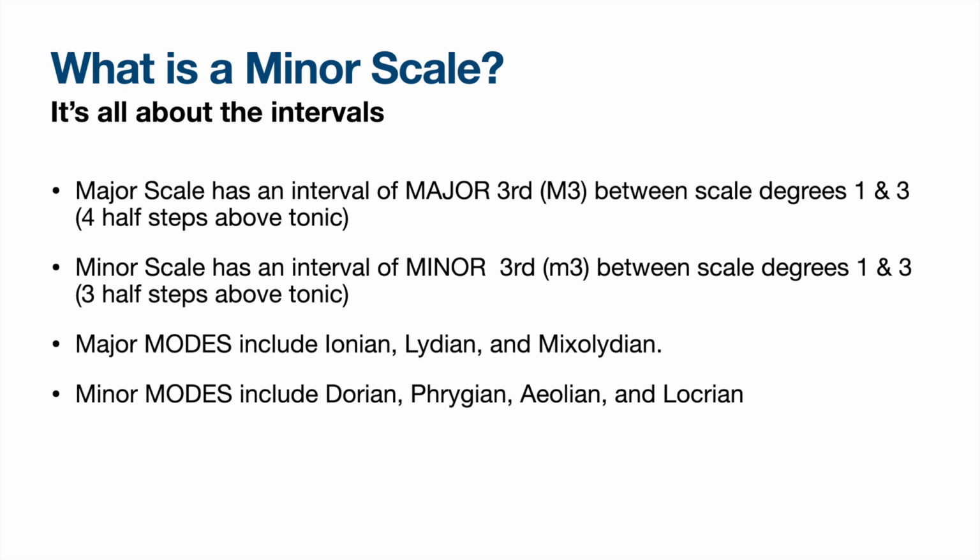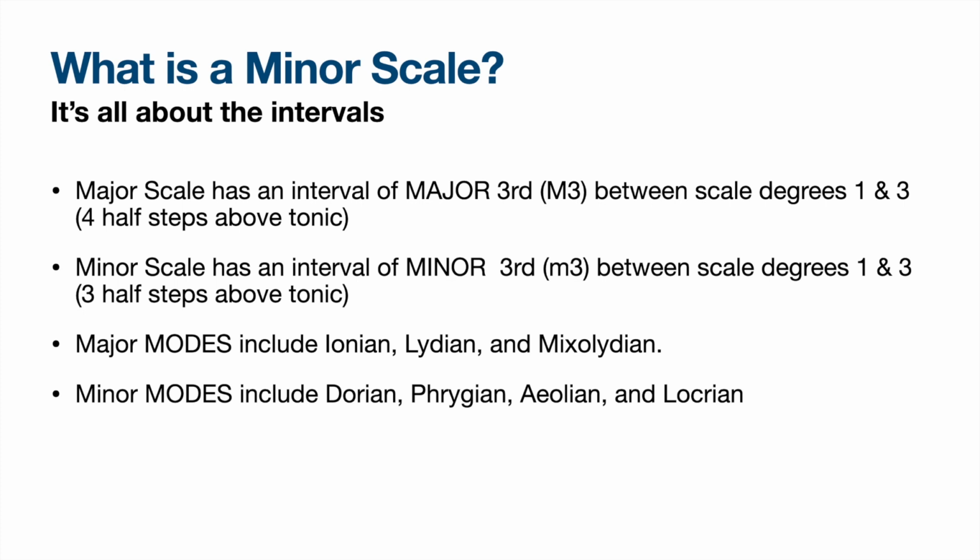And it's all about the intervals. Major scales have an interval of a major third between scale degrees, the tonic and the median. Okay, 1 and 3, 4 half steps above the tonic. A minor scale has a minor third between scale degrees 1 and 3, which is also the tonic and the median, but there are only 3 half steps above the tonic. All right, that's the big difference.